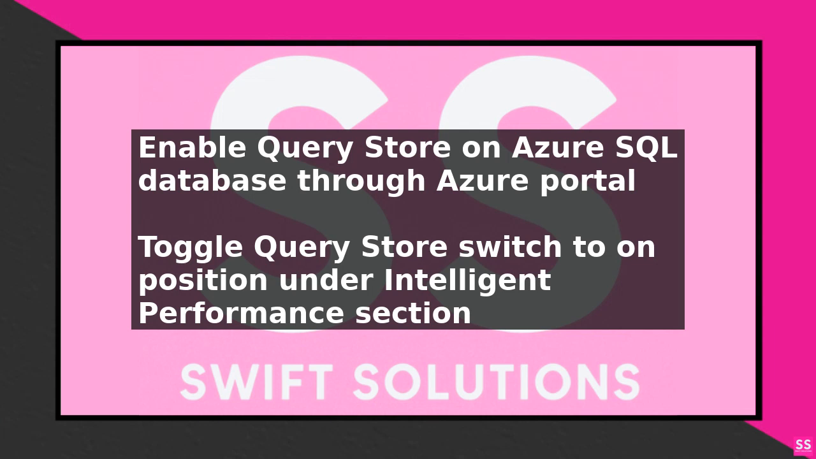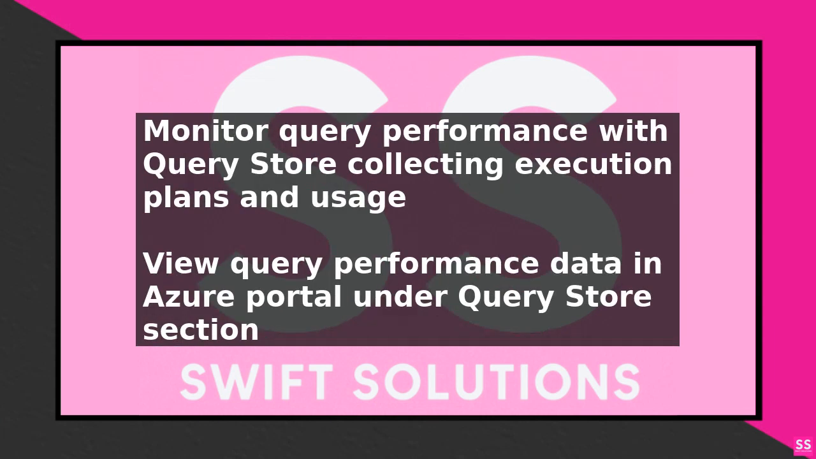Once Query Store is enabled, you can start monitoring query performance. Query Store collects data on query execution, including execution plans, CPU and memory usage, and wait times. You can view this data in the Azure portal by navigating to the Query Store section of your database.